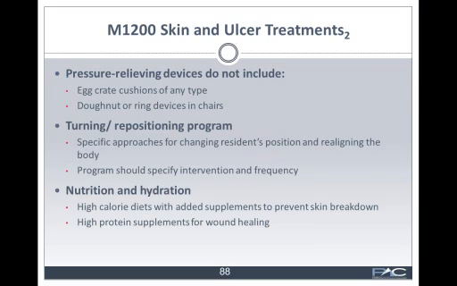Okay, and the turning repositioning program, this one I find quite commonly coded incorrectly as I'm auditing, and it's specific approaches for resident's position and realigning the body. The program should specify intervention and frequency. So you do need to be able to justify that these are specific approaches for the resident, rather than just a standard Q2 hour turning schedule for your residents. You do need to be able to document it and show that it's appropriate.